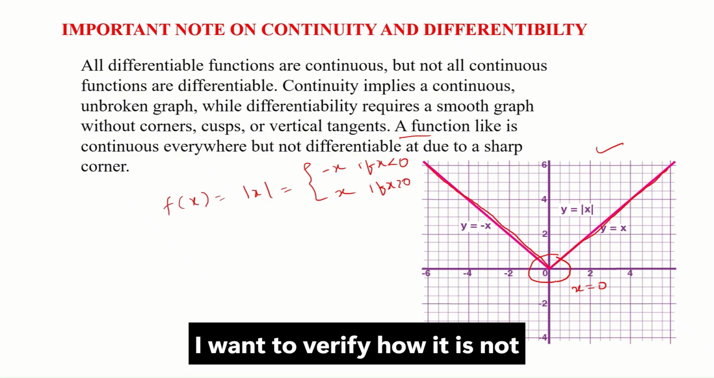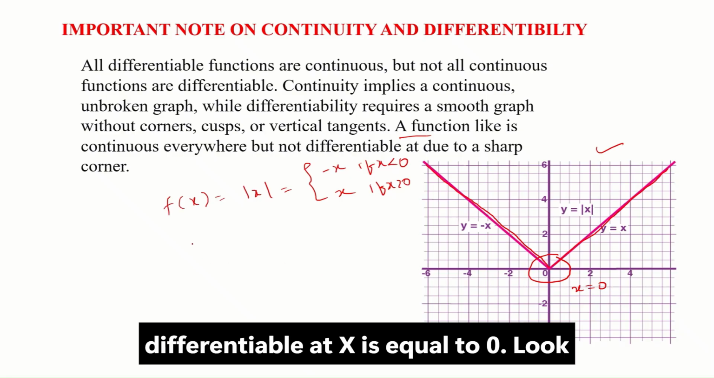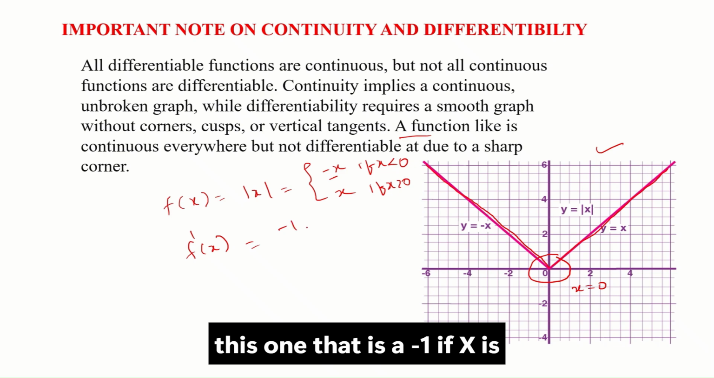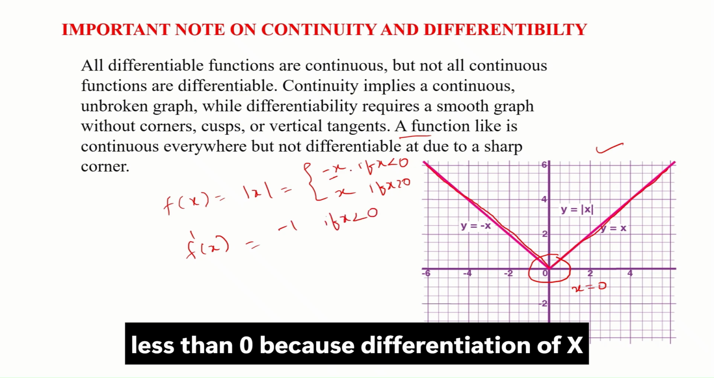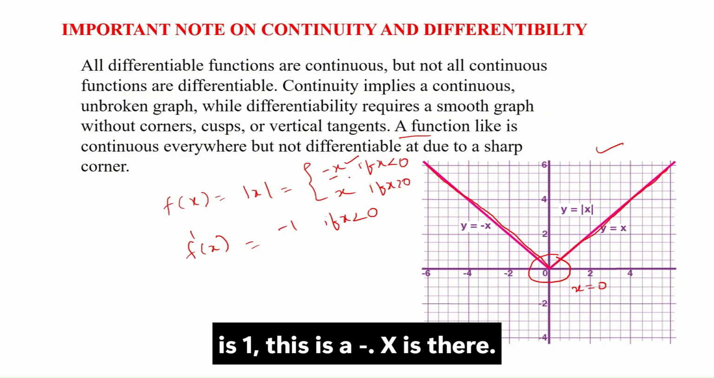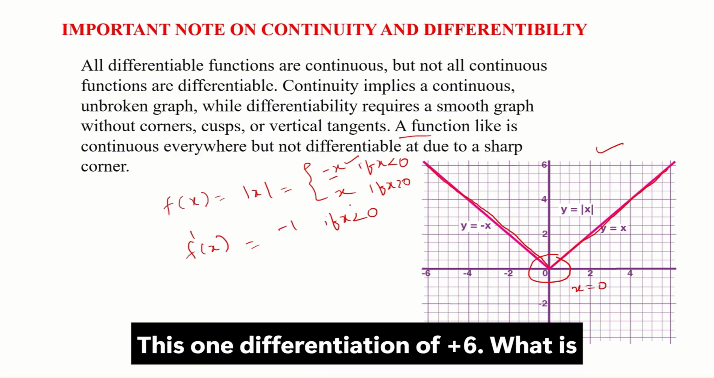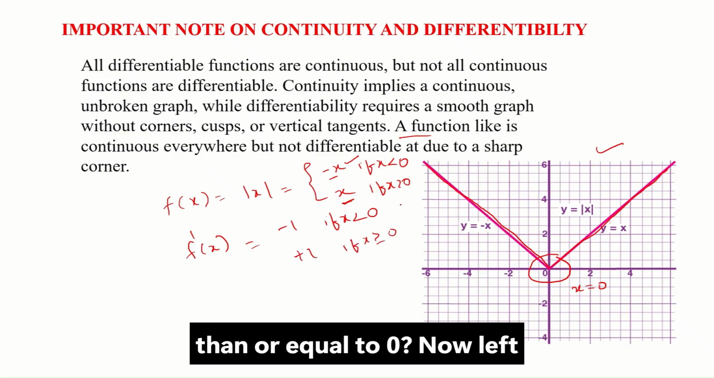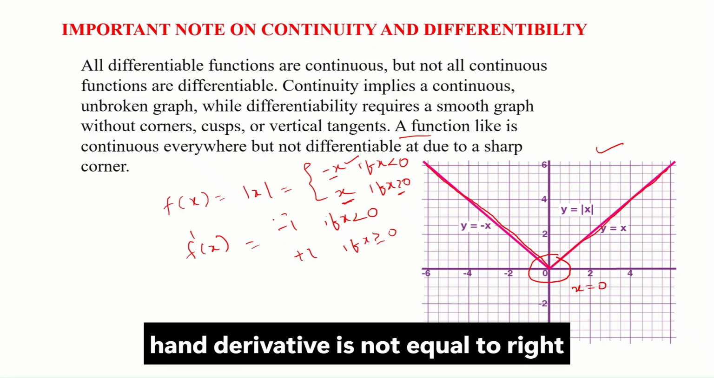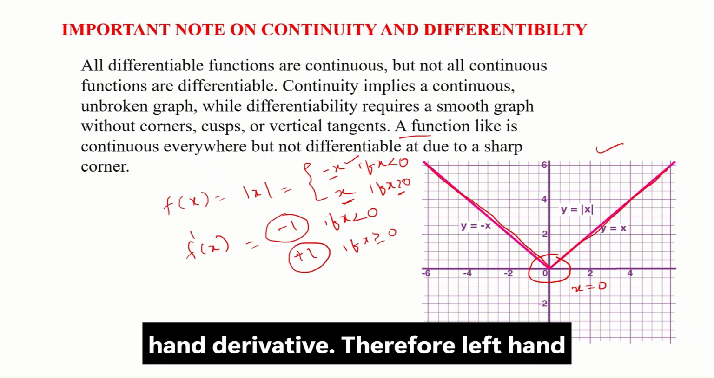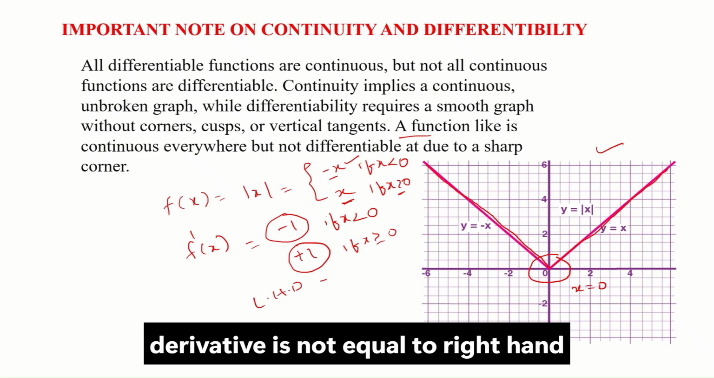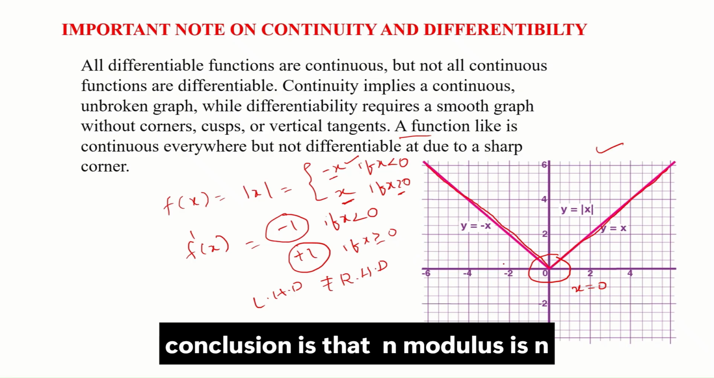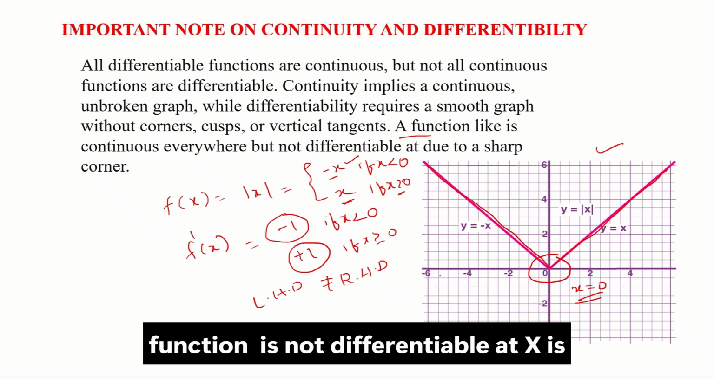Still, I want to verify how it is not differentiable at x equals 0. Look here, f dash of x. I will differentiate this: it is minus 1 if x is less than 0, because differentiation of x is 1, and this is minus x, so minus 1. Differentiation of plus x is plus 1 if x is greater than or equal to 0. Now, the left hand derivative is not equal to the right hand derivative. Therefore, we can conclude that the modulus function is not differentiable at x equals 0.